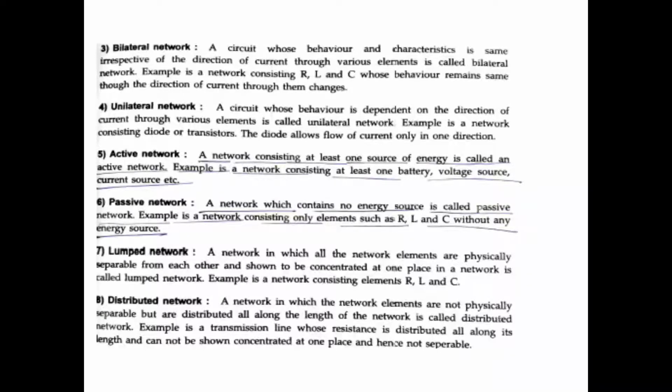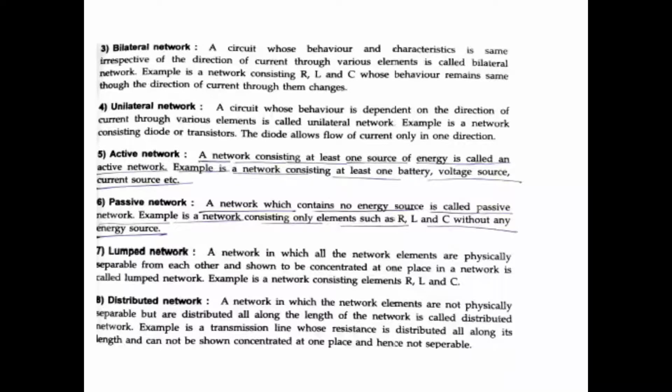Active network. A network consisting of at least one source of energy is called an active network. For example, consisting of at least one battery, one source. It means a source is available in the network. Passive network: the network which contains no energy source. Suppose only RLC is connected, only resistance, inductance, capacitor without any source, that is called a passive network.